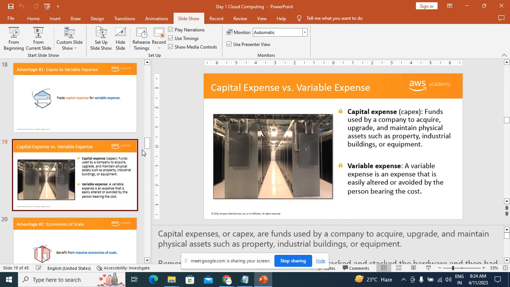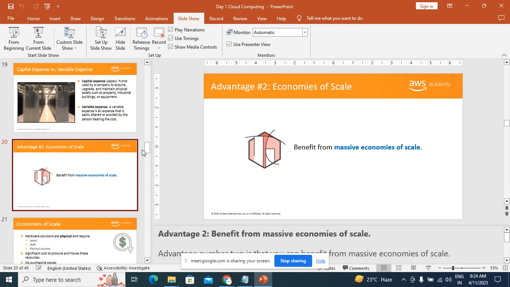So capital expense, you need to explain these are the things you need to purchase. Whereas in variable expense, we can get rid of it at any time. Okay, this is one of the main examples of the benefits of cloud computing.